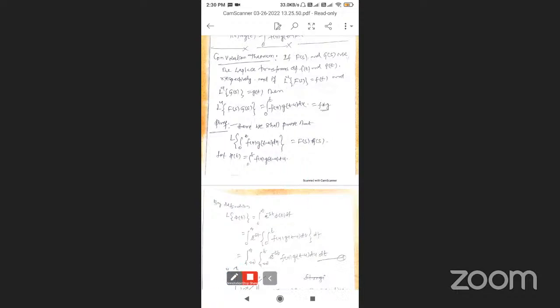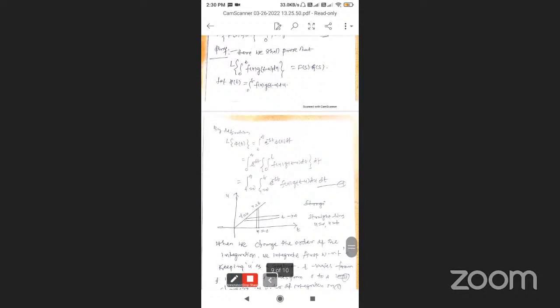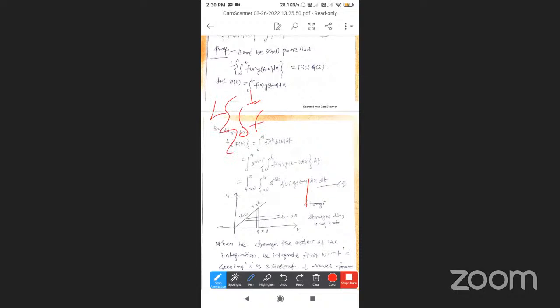So this is the proof. Here we shall prove that the Laplace transform of the integral from 0 to t of f of u into g of t minus u du is equal to F of s into G of s. Let phi of t be the integral from 0 to t of f of u into g of t minus u du. The convolution product is nothing but phi of t.